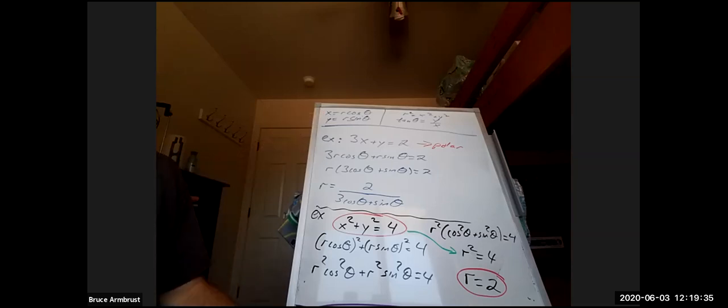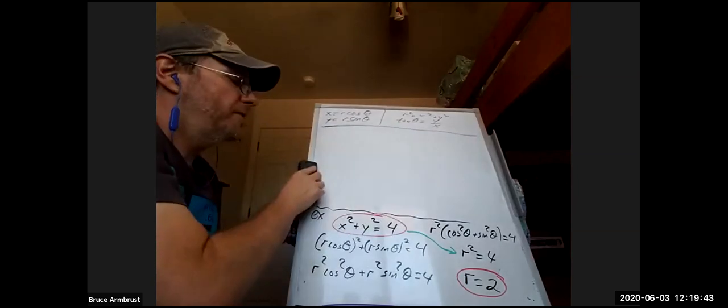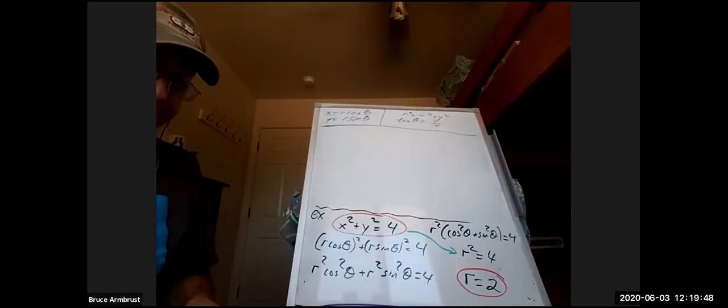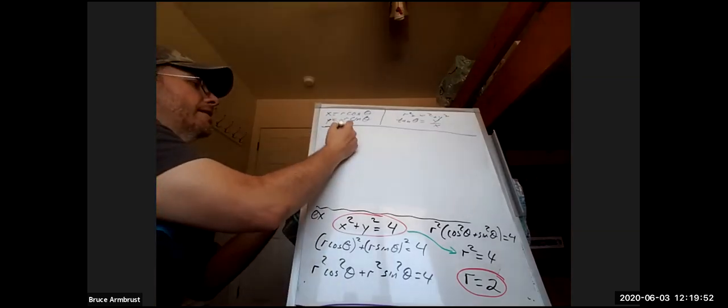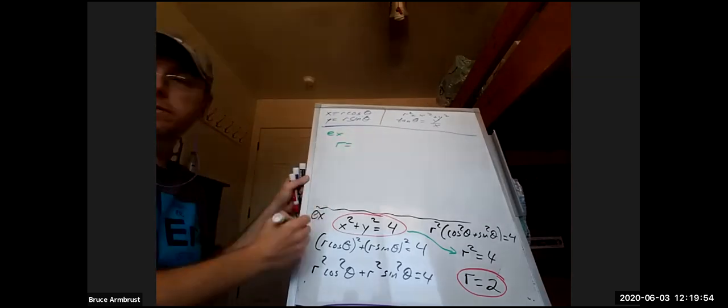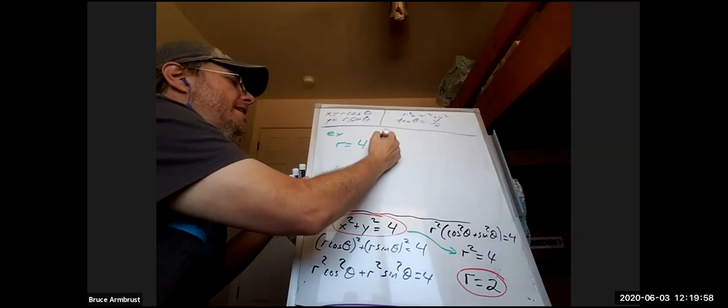It's going the other direction that sometimes takes a little bit more and requires us to be a little bit more creative. So let's do a few of those. Let's go the other way. All right. So for example, let's say we had something like r equals 4 secant of theta.